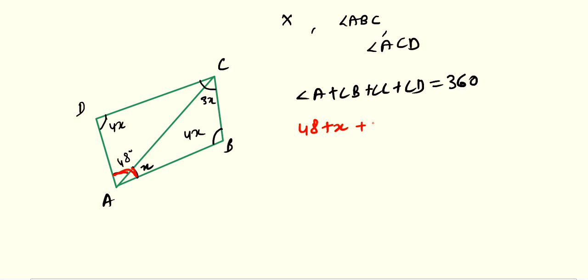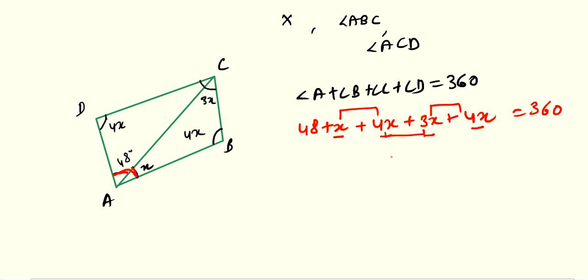Then angle B is given clearly as 4x. Angle C is also given, 3x. Then angle D is also 4x, and the total equals 360. So x, 1x plus 4x plus 3x plus 4x. So 1 plus 4, 5. 5 plus 3, 8. 8 plus 4, 12.